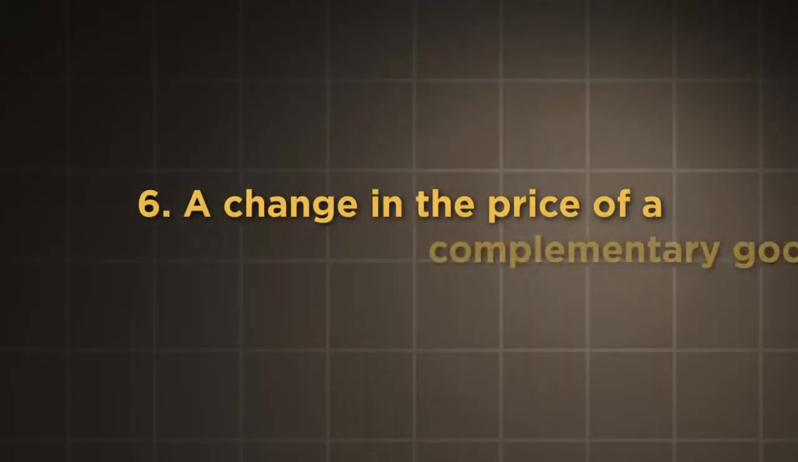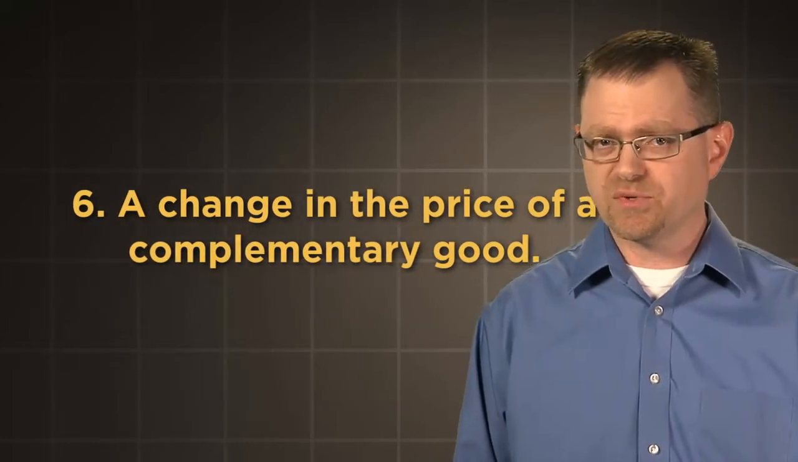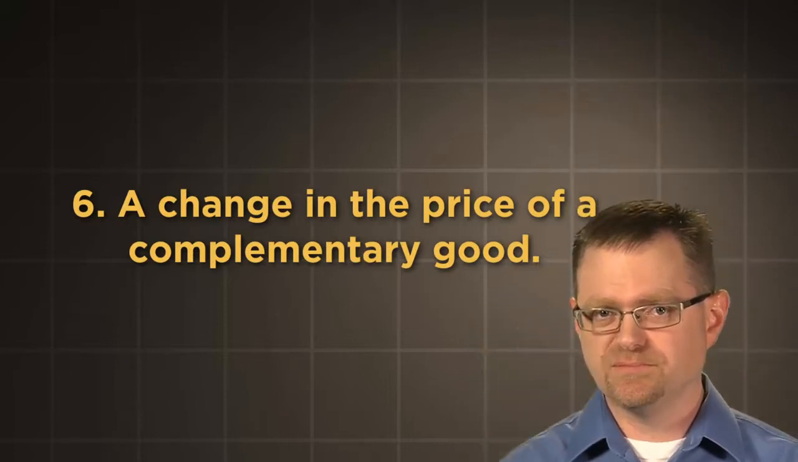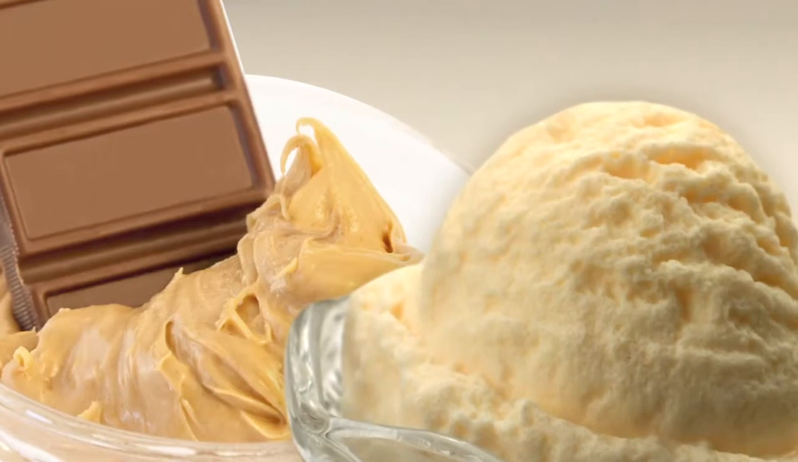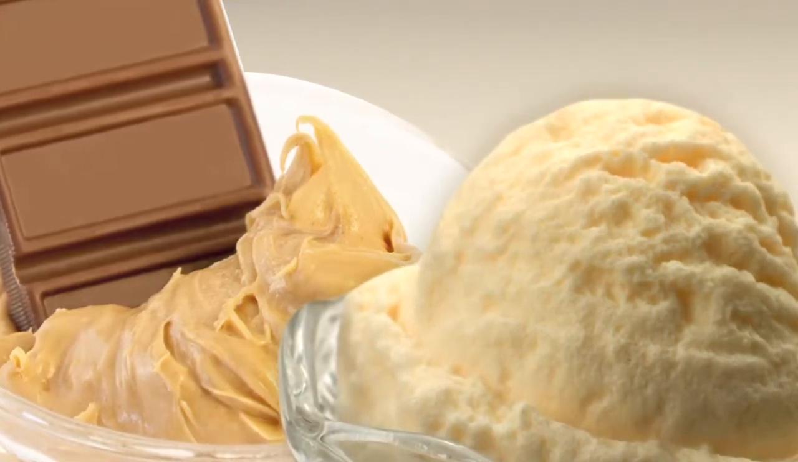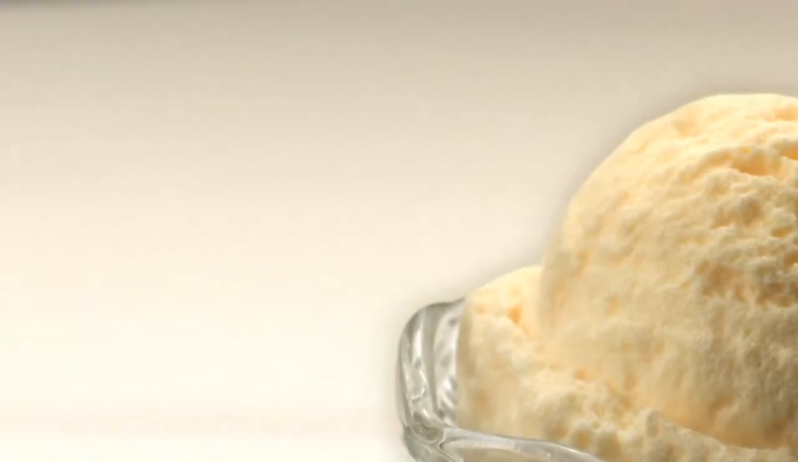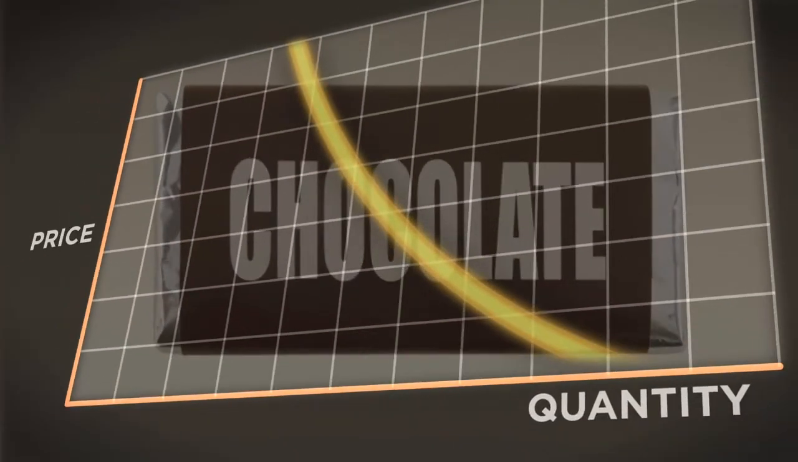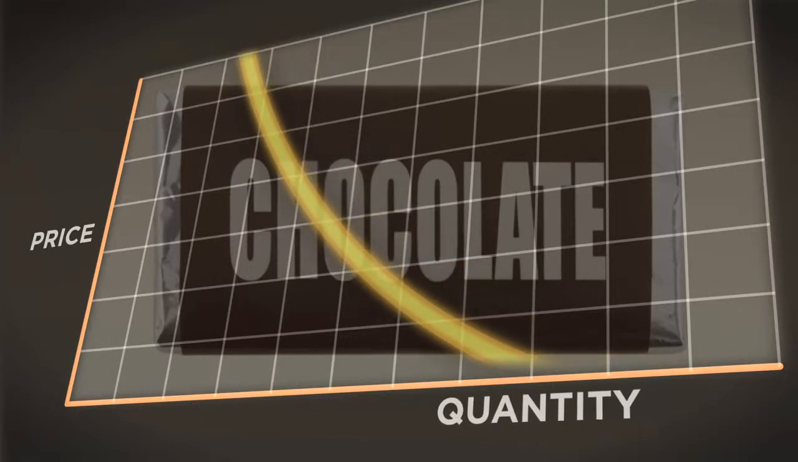6. A change in the price of a complementary good. In this case, when I say complementary, I do not mean free. I mean a good that is used with another good. Imagine that the prices of peanut butter and ice cream, your two favorite chocolate bar complements, have doubled. You and lots of others would buy fewer jars of peanut butter and fewer containers of ice cream, and even though the price of chocolate bars hasn't changed, you and other chocolate bar lovers would likely cut back on your chocolate bar purchases, shifting the chocolate bar demand curve to the left.